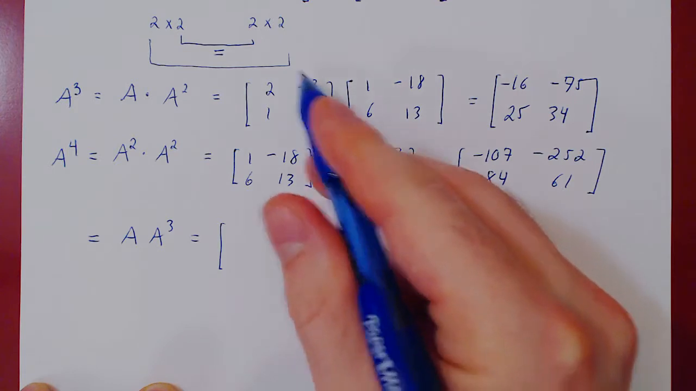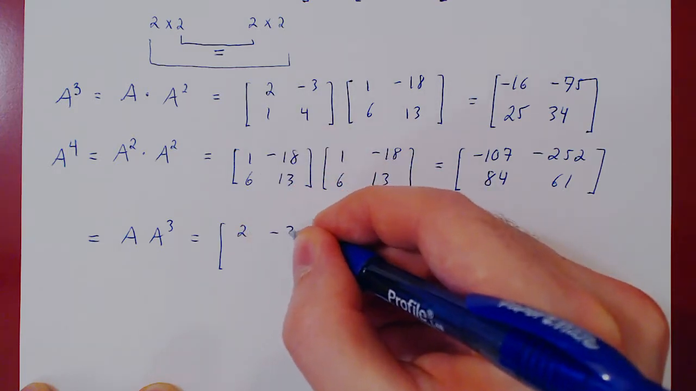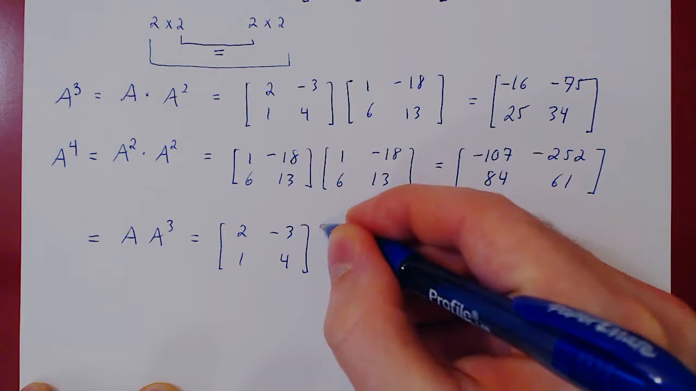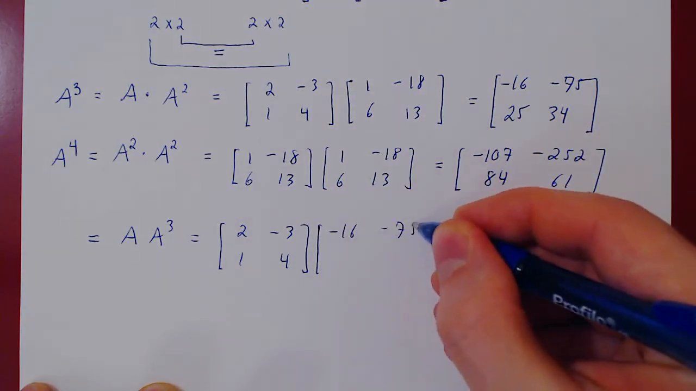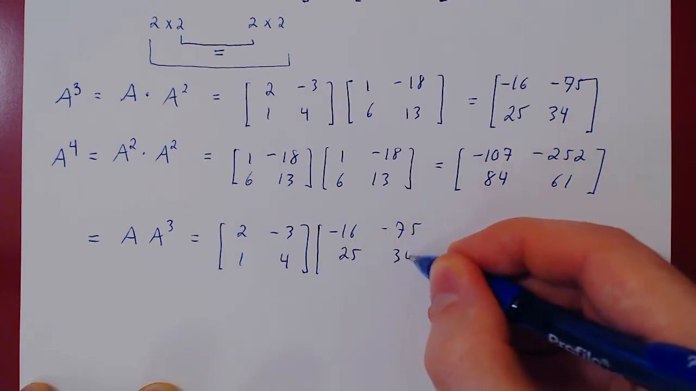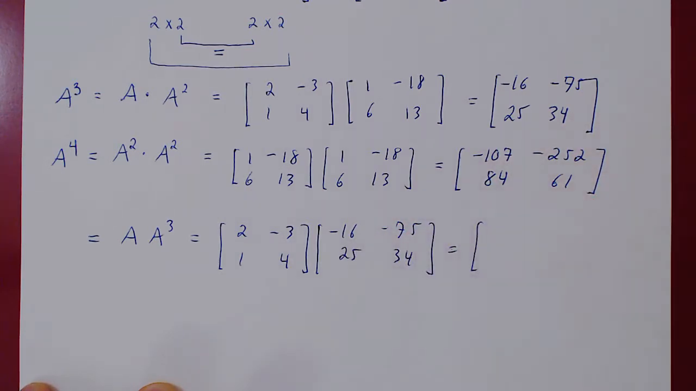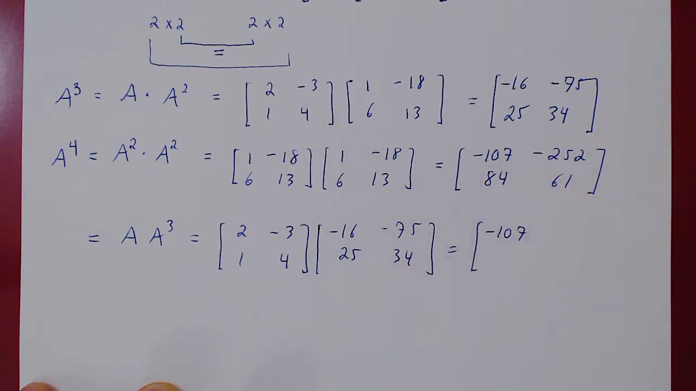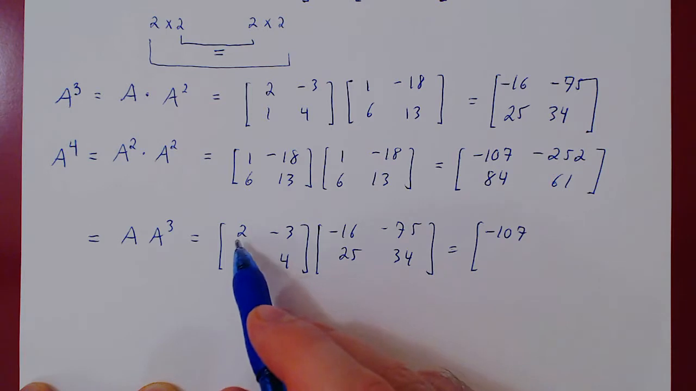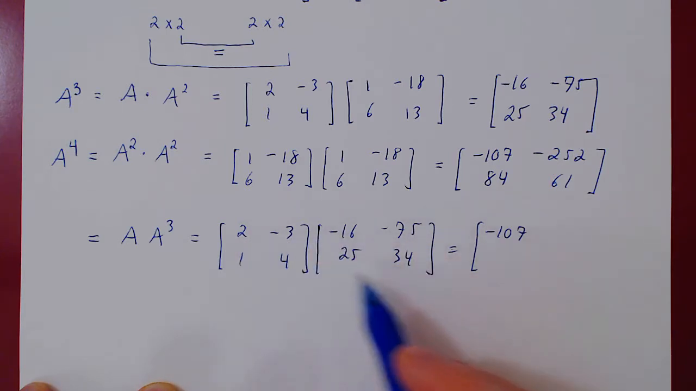Matrix A, 2, negative 3, 1, 4, times A cubed, negative 16, negative 75, 25, 34. So 2 times negative 16 plus 3 times negative 25, negative 107 as before. Second entry, 2 times negative 75 minus 3 times 34.